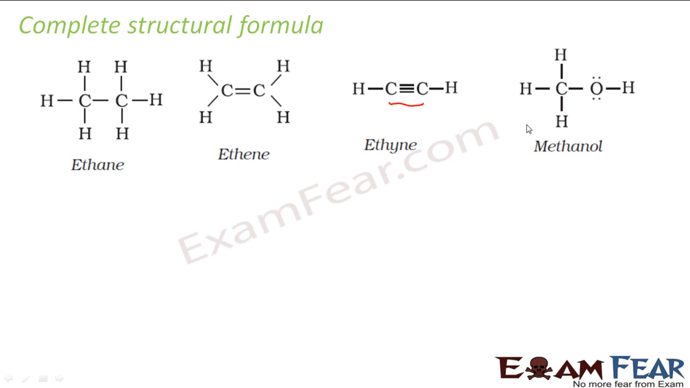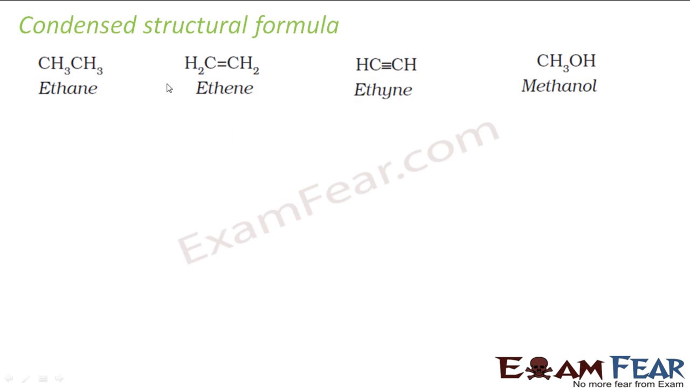But as I told you, if the structure is too big, it's very difficult. For example, if I have something like this, it's very difficult to represent this with all the carbons. So we use the condensed formula. For the condensed formula, we just remove all the single bonds. For example, the structure of ethane was something like this. Remove all the single bonds, and what you get is CH3, CH3. This is what you get.